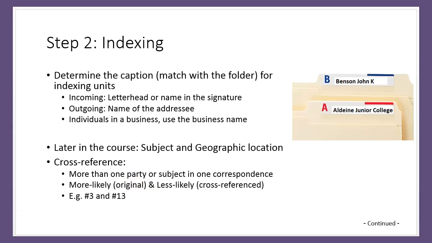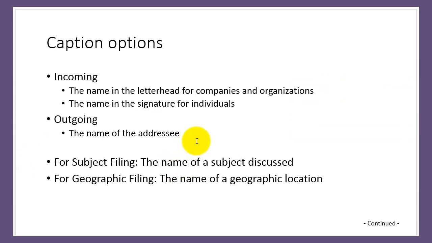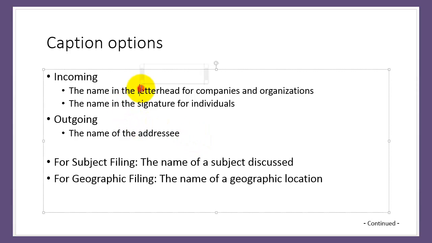So when you have more than one individual or subject. All right, so captions. Captions, we have already talked about it. So if this is incoming, use the letterhead or the signature section for the individual. If it's outgoing, it is not our company, but the name of the addressee. So if we are sending out to a business, it's the name of the business. If we are sending it out to an individual person, then it'll be the name of the person.